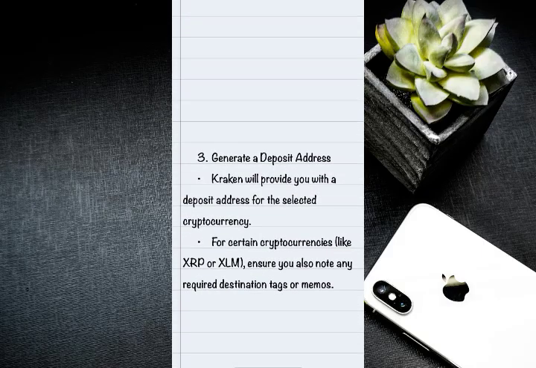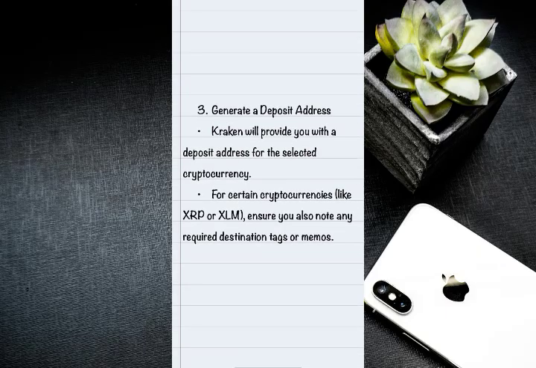Then generate the deposit address. Kraken will also provide you with a deposit address for the selected cryptocurrency. Then for certain cryptos like XRP, ensure you also note any required destination tag or memos.